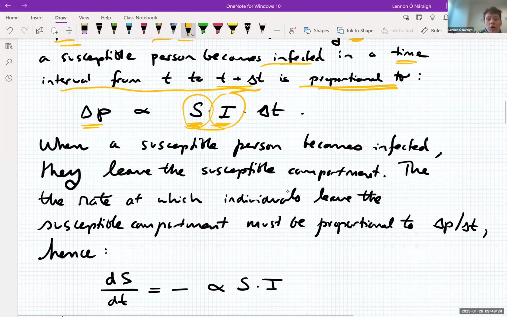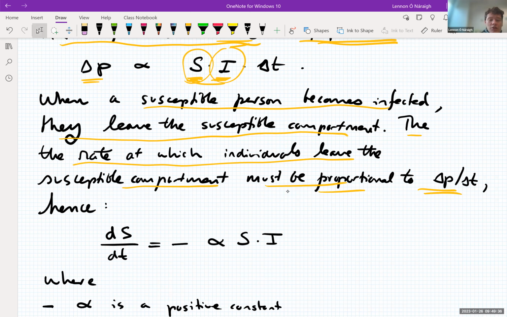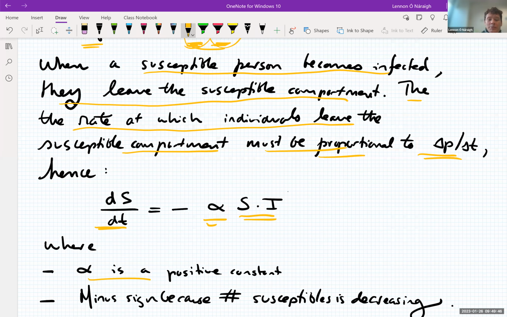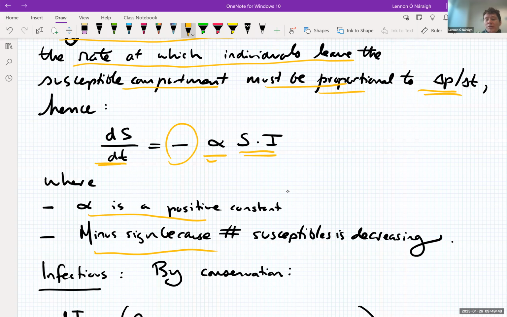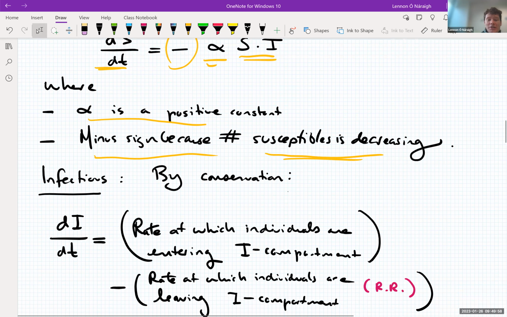When a susceptible person becomes infected, they leave the susceptible compartment. And then the rate at which individuals leave the susceptible compartment, just by dimensional analysis, must be proportional to delta P over delta T. So the rate then at which people leave the susceptible compartment is S times I times a constant of proportionality, so alpha. And the minus sign here is because the number of susceptible people is decreasing over time. They're leaving this class and they're moving into the infectious class. So the number of people in this compartment is decreasing.